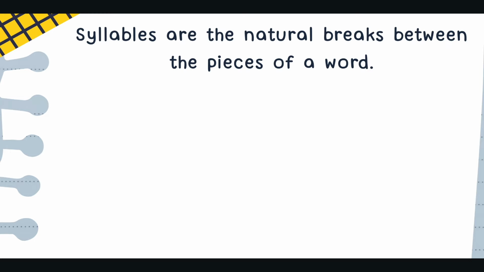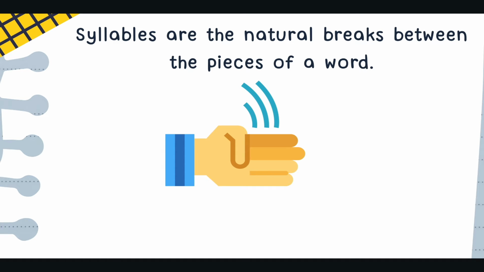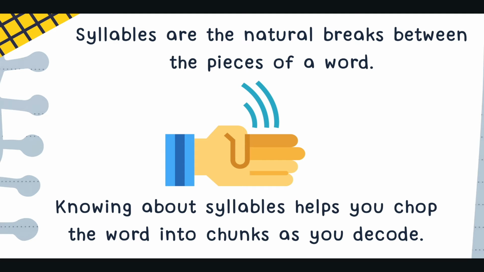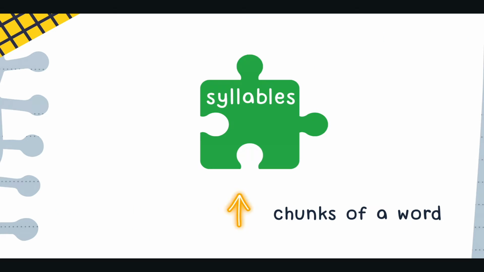So like I said, syllables are just chunks of the word. They're the natural breaks of like the different pieces in a word. And we can karate chop or break up a word into different pieces in order to figure out how to read the word or decode it. Now, say for example, I'm looking for the syllables in a word. This is how I would do it.